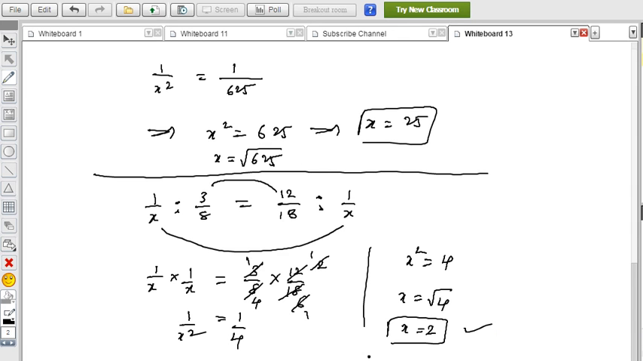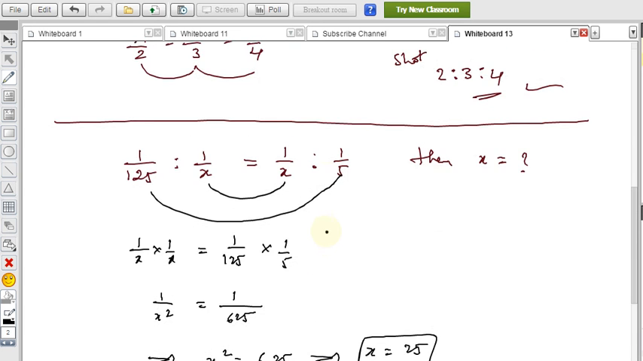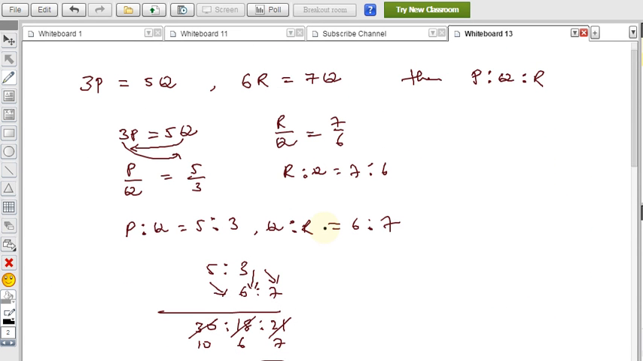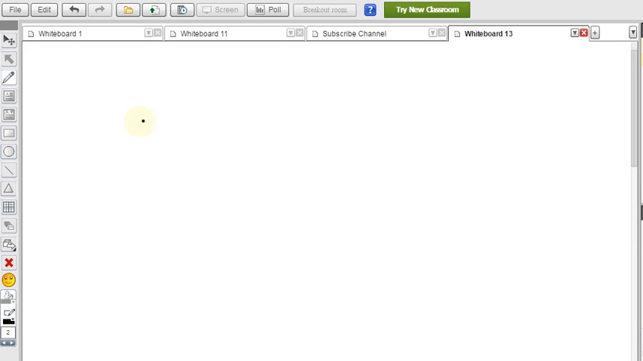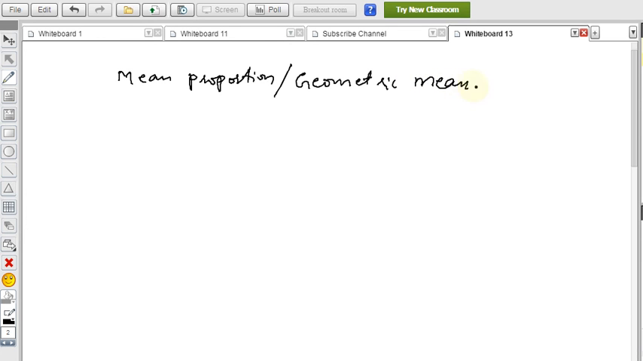Now let us see some proportion properties. Problems will come related to the proportionality properties also. That is mean proportion, third proportion and fourth proportion. Mean proportion or geometric mean, both are the same terms. So first we'll see regarding mean proportion.